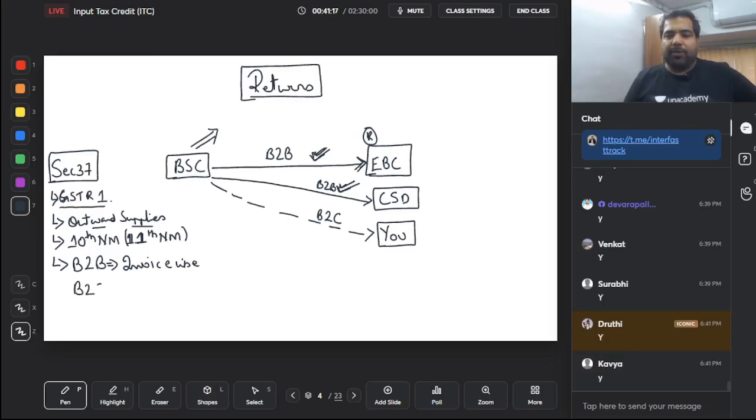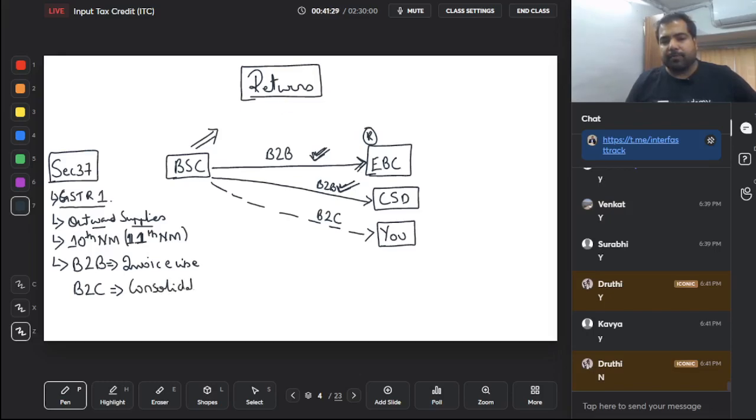And for B2C guys, do you think you as students care about credit? No, you don't care about credit. So hence in case of B2C supplies, they can give consolidated details all together. Let's say they've supplied 100 batteries, so all 100 batteries together, unless it is interstate greater than 2.5 lakhs. Then in that case also they want invoice wise details. So guys, this is important. B2B always invoice wise, and B2C it will be consolidated details unless it is interstate greater than 2.5 lakhs.